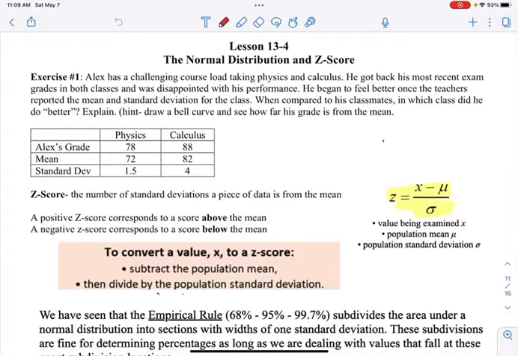Hi, Algebra 2. This is Unit 13, Lesson 4, and today's lesson is on the normal distribution and z-score.